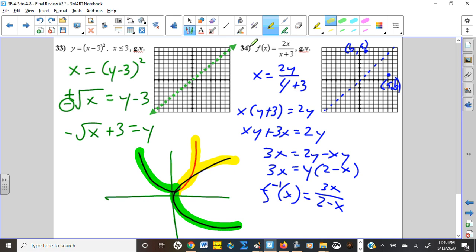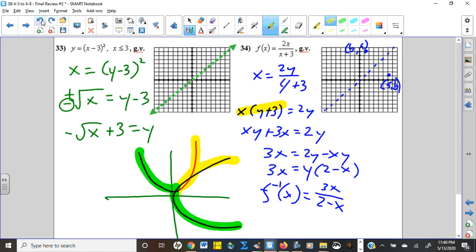34 is actually very similar to 32. It's a rational function. Notice how I switched the x's and y's right away. I multiplied by the y plus 3 just like I did on 32. I distributed here just like I did on 32. I got the y's on the same side just like I did on 32. I factored out the y just like I did on 32. And then there's your inverse function.